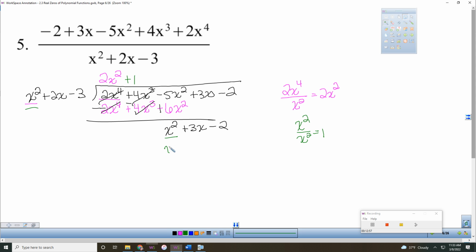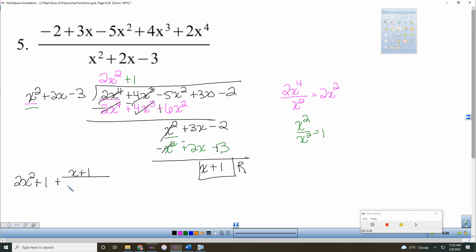And then I multiply. 1 times x squared is x squared. 1 times 2x is 2x. And 1 times negative 3 is negative 3. Change signs. These cancel. 3x minus 2x is an x, and negative 2 plus 3 is a 1. That is my remainder. So the answer would be 2x squared plus 1. And then since I have 2 terms, I'm going to put a plus here, and then the x plus 1 is going to go over my divisor, which is x squared plus 2x minus 3.